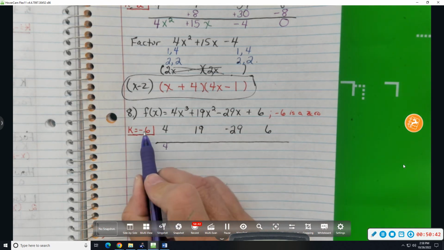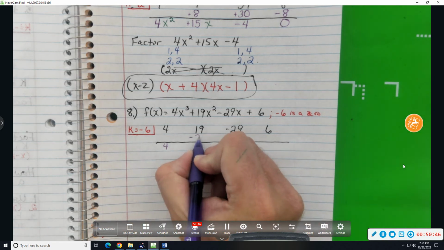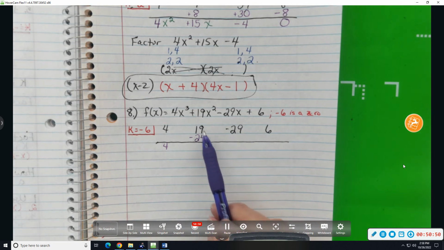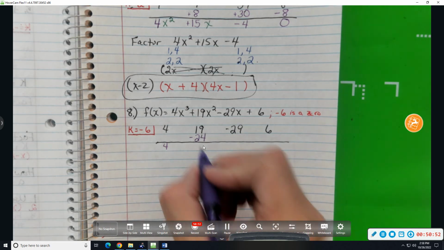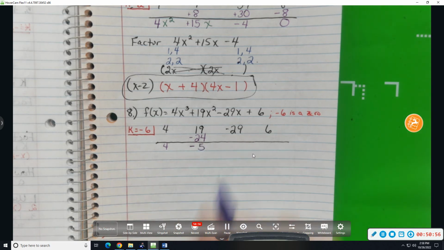4 times negative 6 is negative 24. 19 minus 24, is it going to be a negative 5? What's going to go here, where my mouse is? Y'all see where I'm pointing? Oh, what's going to go under the negative 29?